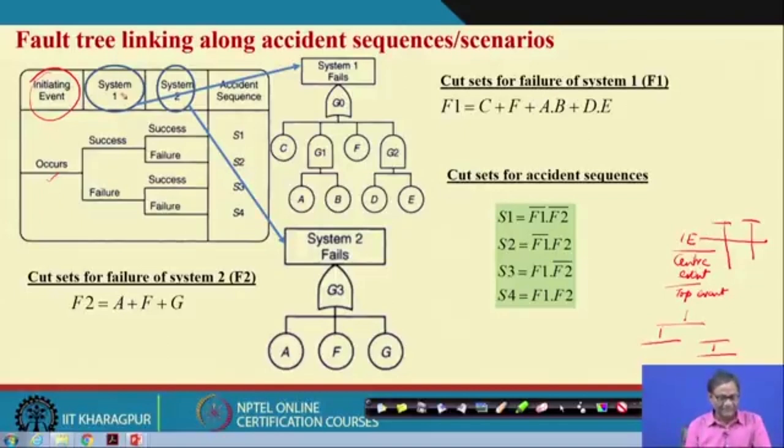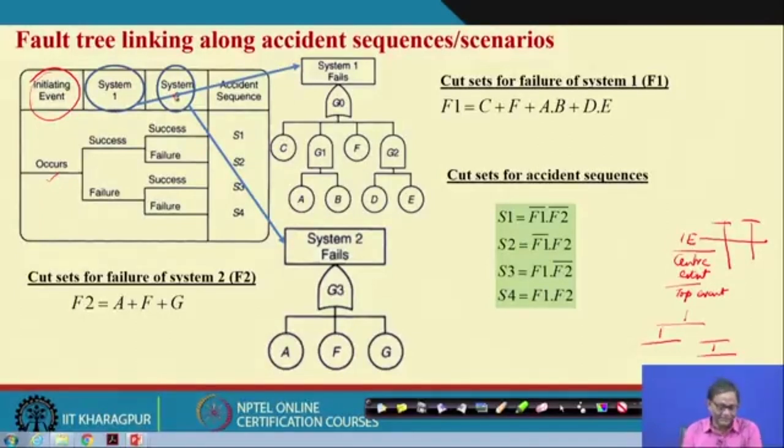Now the question is that depending on whether system 1 is successful or failed, system 2 will be activated. Many a time, if system 1 is sufficient to recover or to mitigate the effect, then system 2's action is not required, but many a time it is also required because layer 1, the system 1, may not be sufficient enough.